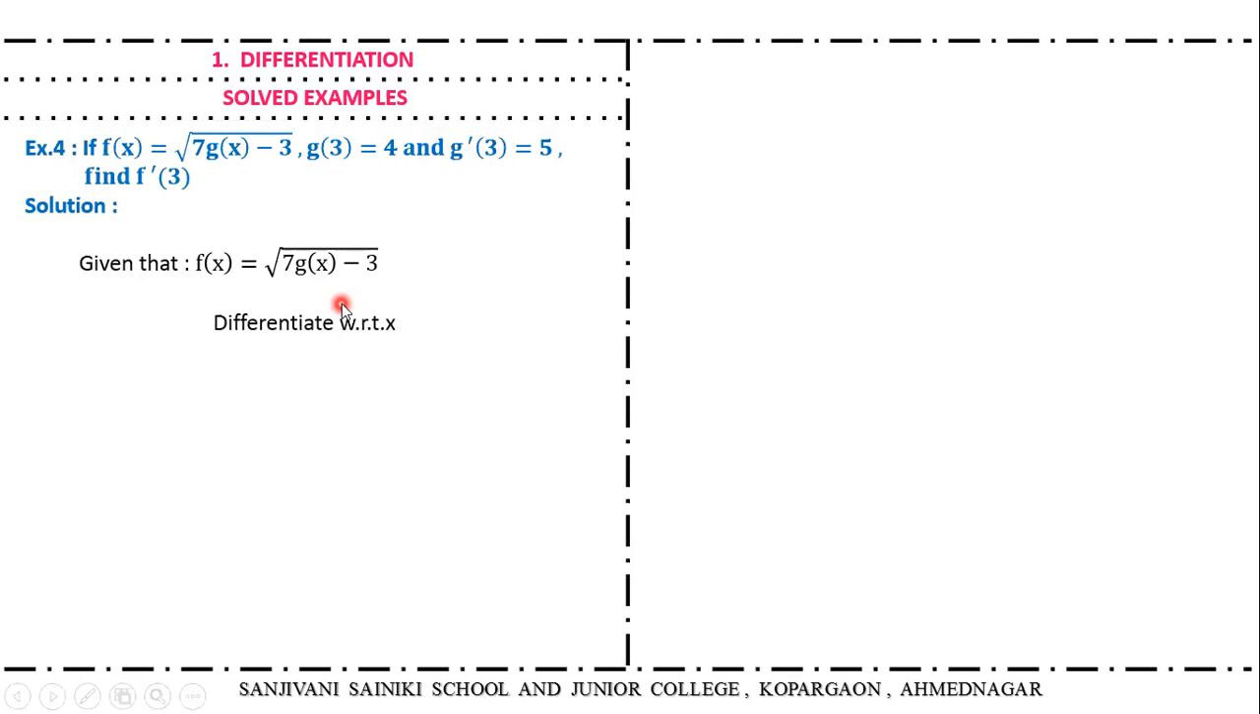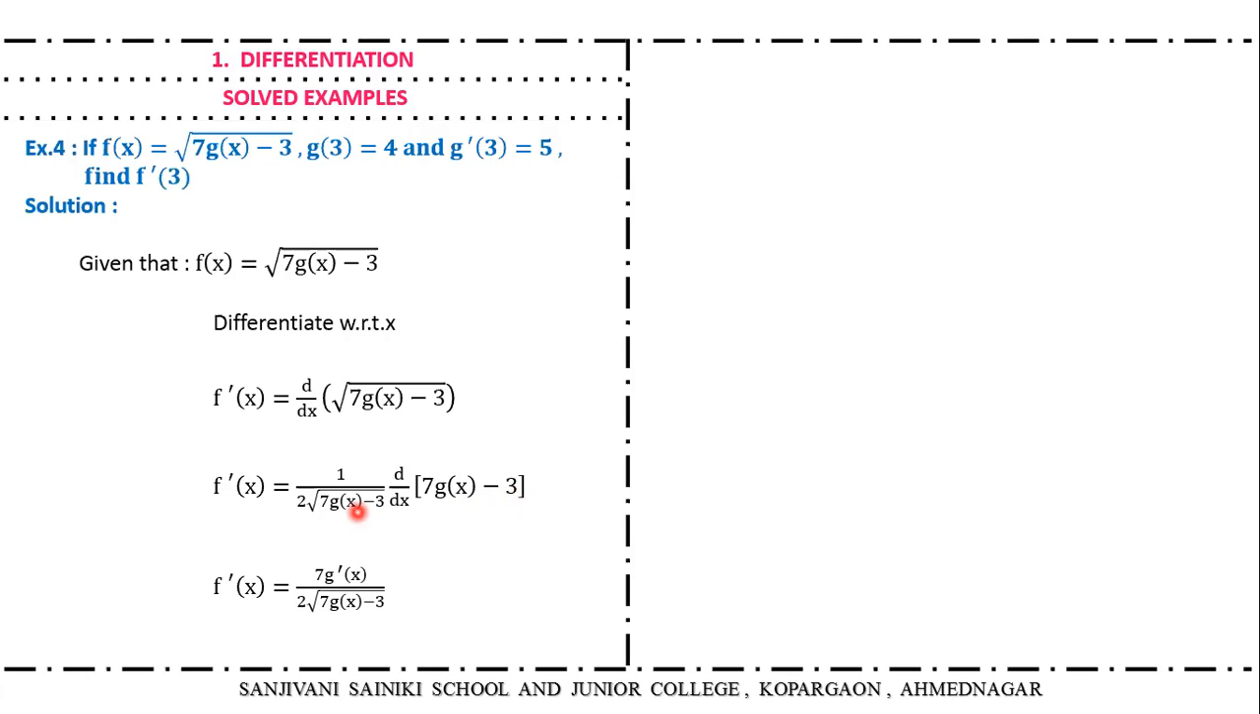Let us differentiate this function with respect to x. So the derivative of f of x is f dash of x, and the derivative of root of something, root f of x, is 1 upon 2 root f of x into f dash of x. Use that chain rule. And d by dx of 7 g of x minus 3: 7 is as it is, g of x, its derivative is g dash of x, and minus 3 is a constant. Its derivative is 0. So you get 7 times g dash of x upon 2 times root of 7 g of x minus 3.